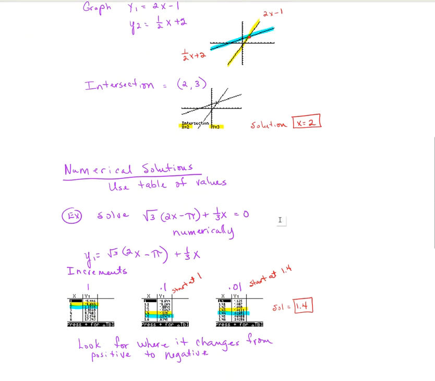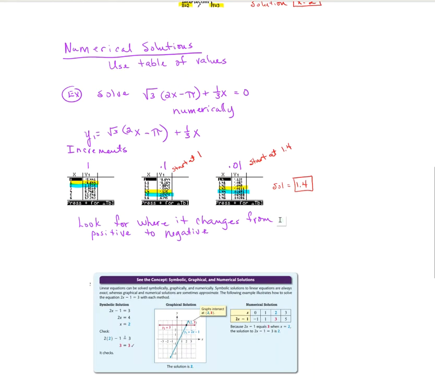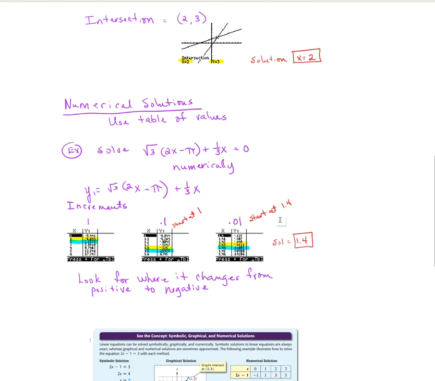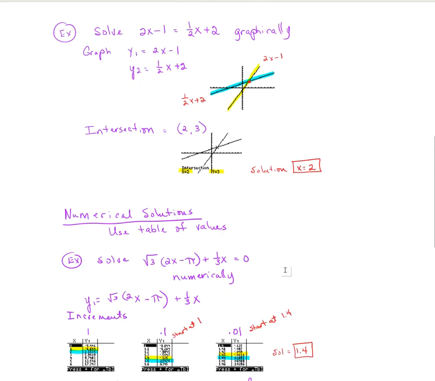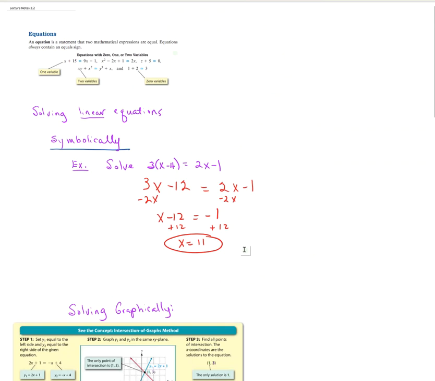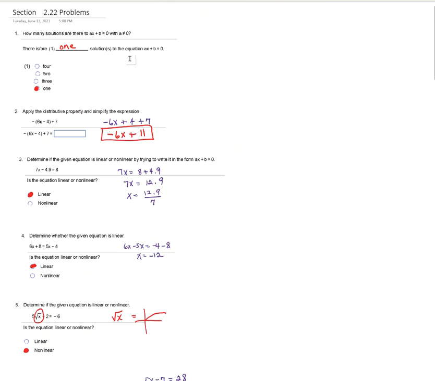It's a little bit more tedious, and we'll do one of the problems, and we'll go through that in the problem set. So let's just go to the problem set and see what we've got there. All right, so number 1, how many solutions are there to ax plus b equals 0? That's a linear equation. There's only one solution for that.